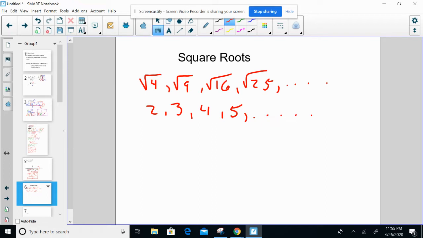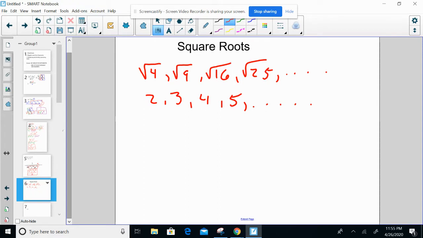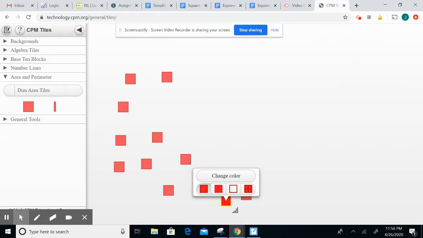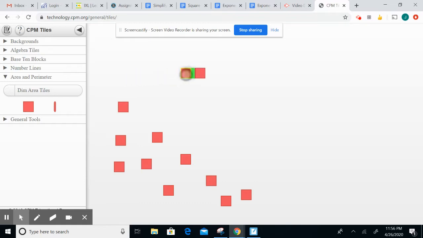I wanted to give you a nice visual on what this means. Let's think about it in terms of actual squares. If I say the square root of 4, so 1, 2, 3, 4. We said the square root of 4 is 2, right? Think about it in terms of a square. 4 tiles, they make a perfect square, and so the area we can think of as 4.